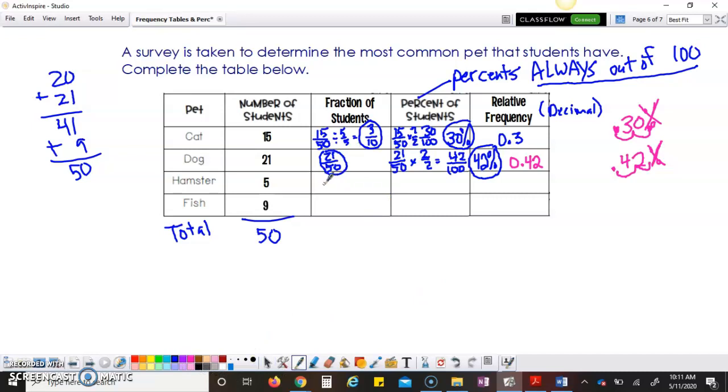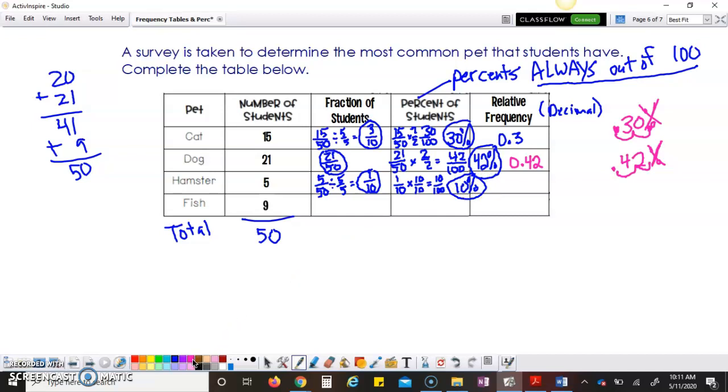All right. Hamsters, 5 kids out of 50. You can simplify that by dividing by 5, top and bottom, and you're going to get 1/10 as your simplified fraction. 1/10. How do I turn 10 into 100? Because percents are always out of 100. Times 10 on bottom and top. So you're going to get 10 out of 100, which would be 10%.